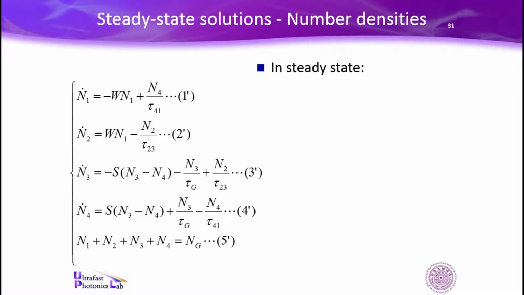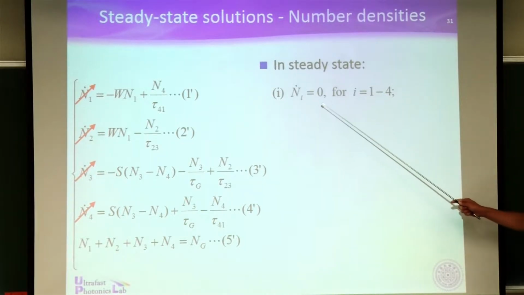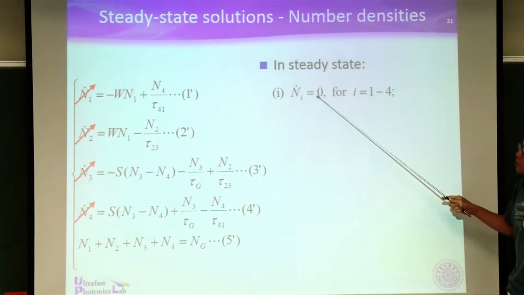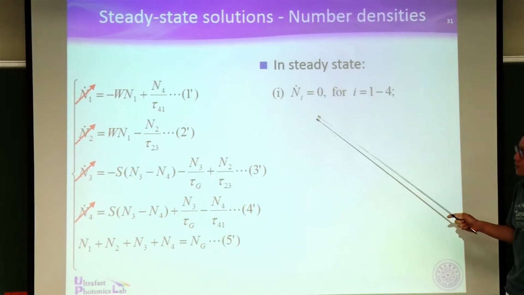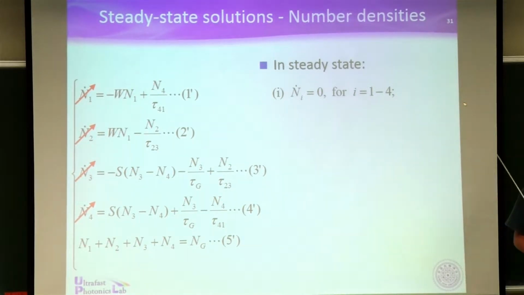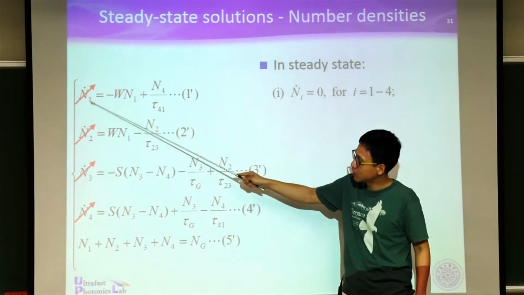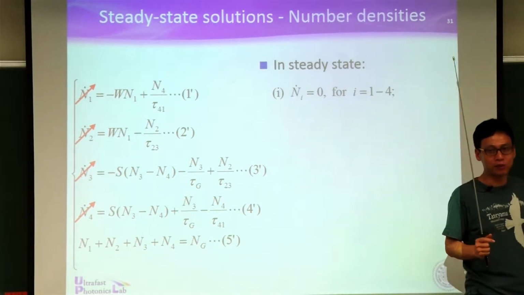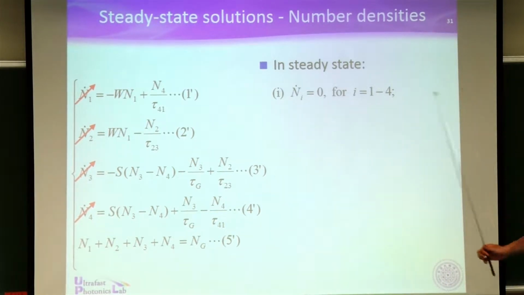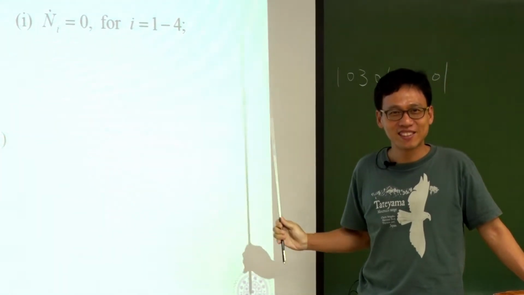So what happens in steady state? First, each number density has a time derivative, and each has to be 0. So I can quickly drop these 4 terms to 0, which greatly simplifies the equations. But why is this true? Is it okay for you?